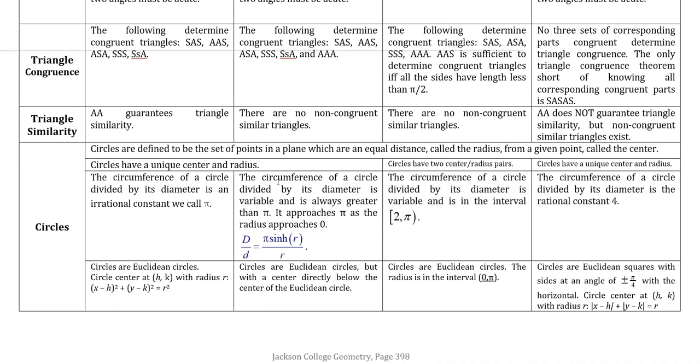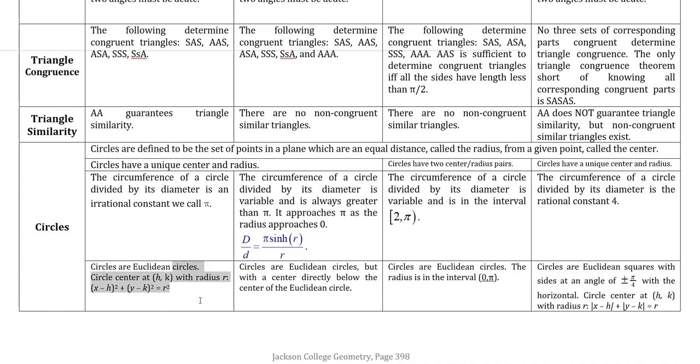And in hyperbolic geometry, the circumference of a circle divided by its diameter is variable. It's always greater than pi. It approaches pi as the radius approaches 0. And we have this relationship here with the hyperbolic trig function there.